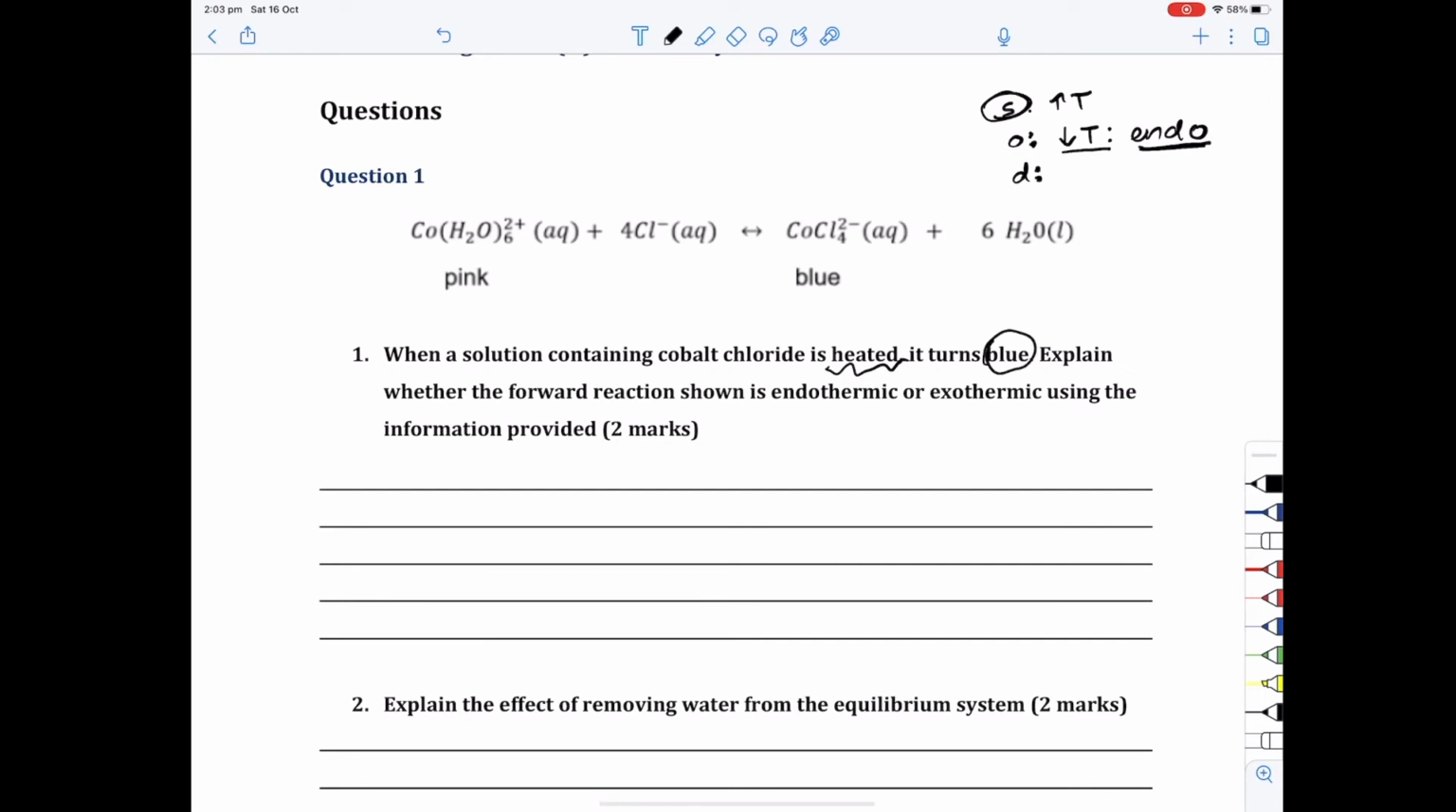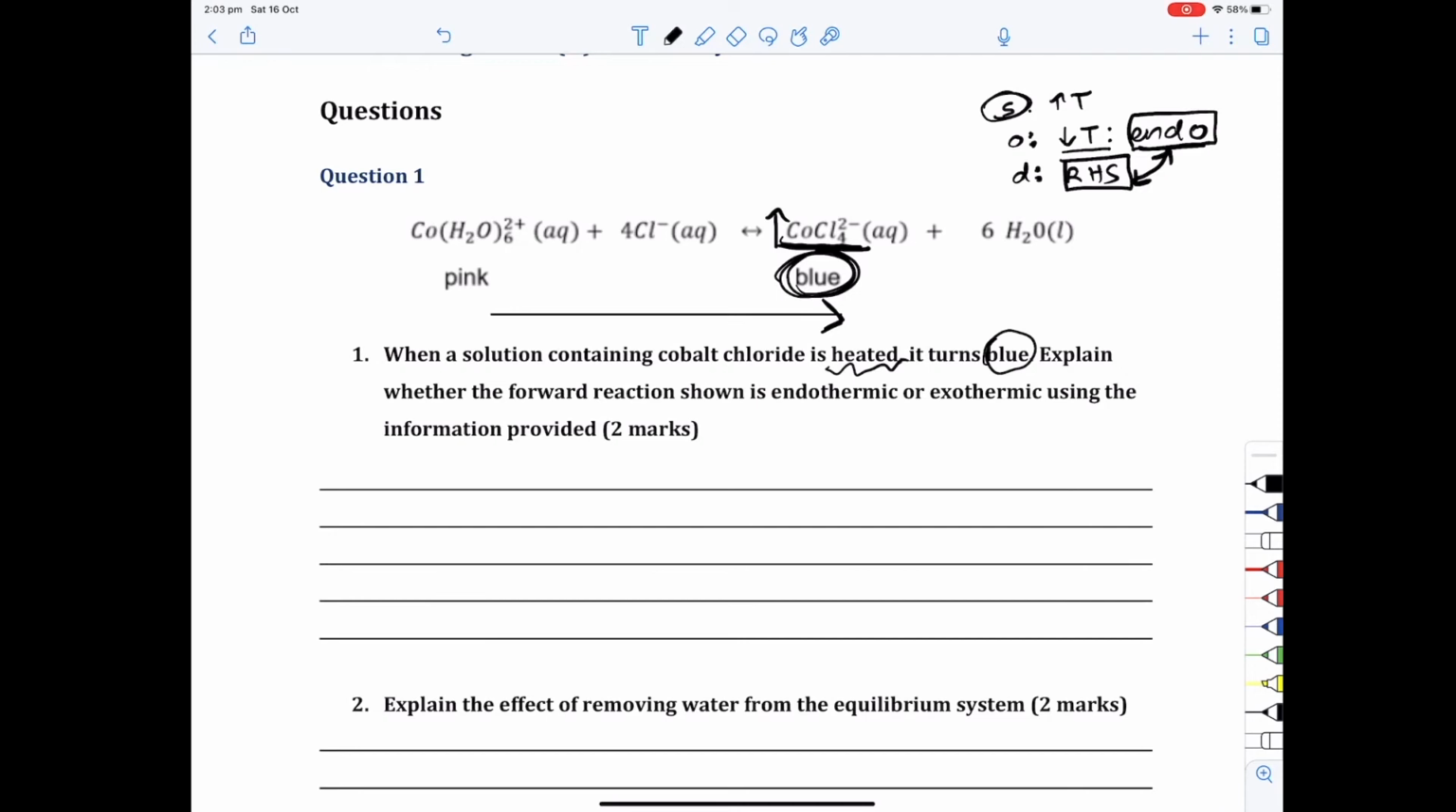It's turning blue, so what does that tell you? Right or left? If it turned blue, does everyone agree this product here, your cobalt chloride, has increased in concentration? You've shifted to the right-hand side. So we've gone to the right-hand side. Put 2 and 2 together. We wanted to favor the endothermic reaction, and we've gone to the right-hand side. So the right-hand side must be endothermic. Does that make sense? So the answer is this reaction is an endothermic reaction.